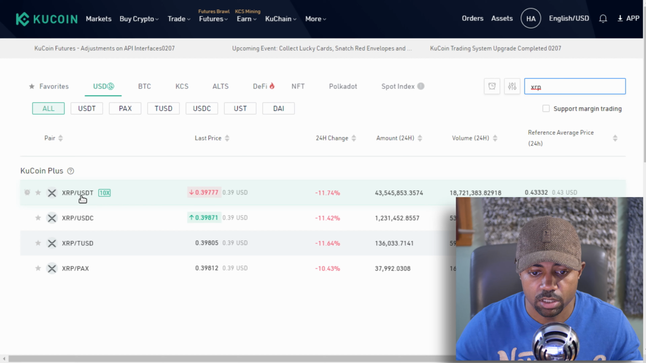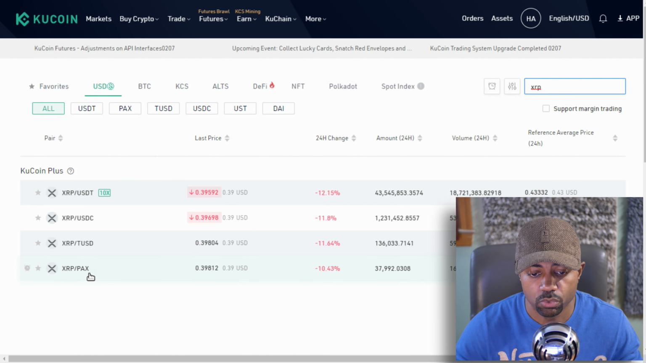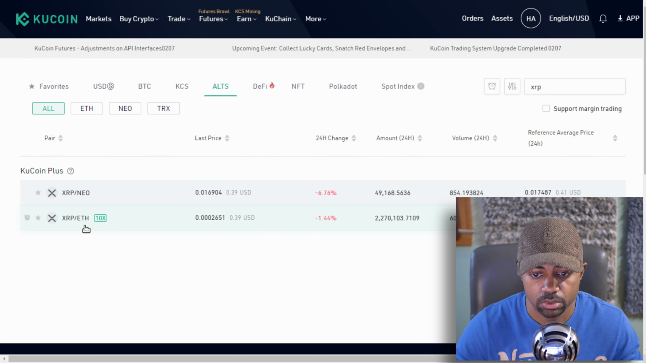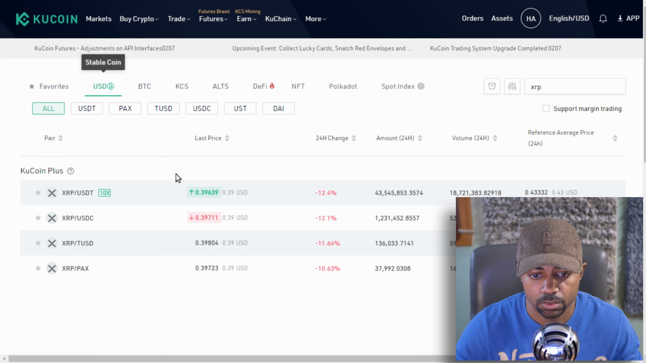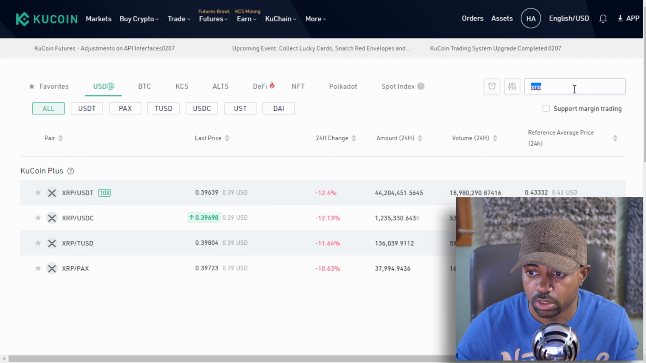We have USDT, we have USDC, we have TUSD, and we have PAX. Looks like those are the only trading pairs that are available for Ripple. I don't think there is a BTC Ripple trading. Oh, there is. Look, I don't know why it says that. Okay, so you can trade Ripple against BTC, KCS, altcoins, Neo, Ethereum, and US dollar. Well, you know, the stable coins. You could trade XRP against the stable coins. So it's there. I don't see why you guys don't see it.